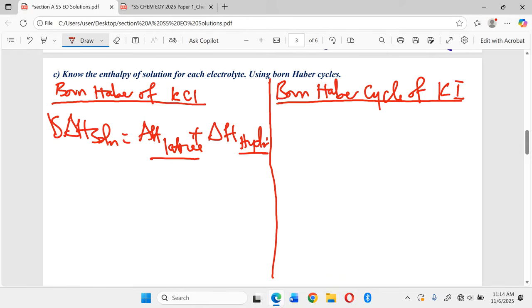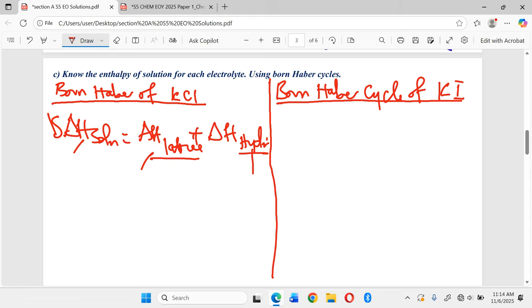Do you know the formula for writing the lattice energy? Do you know the one for hydration energy? And do you know the one for solution? So those are the two things that we need to think about. When you're drawing our Born-Haber cycle, we start from what we know. The one for solution is the one we're looking for.